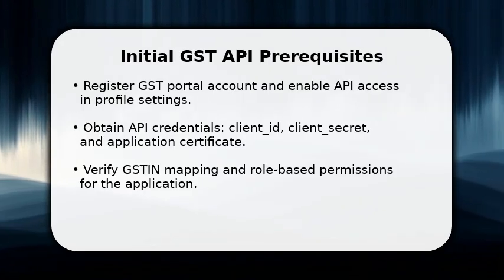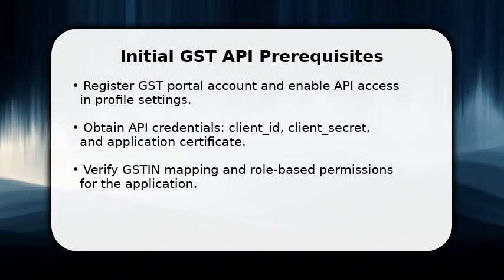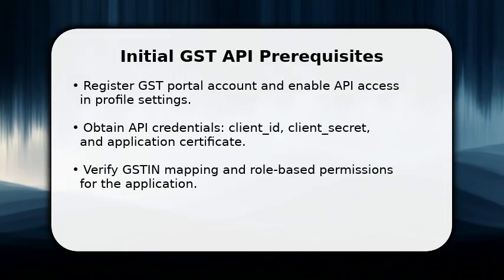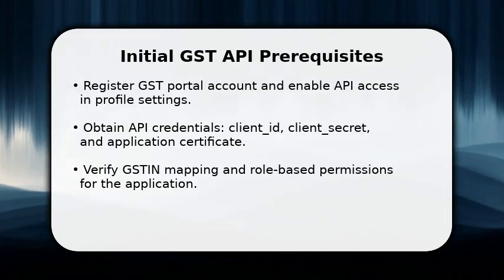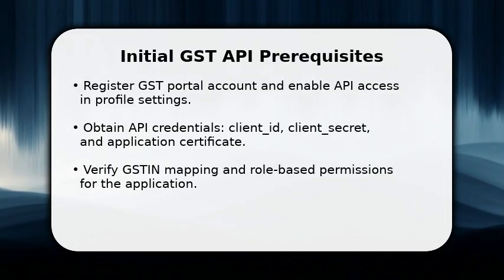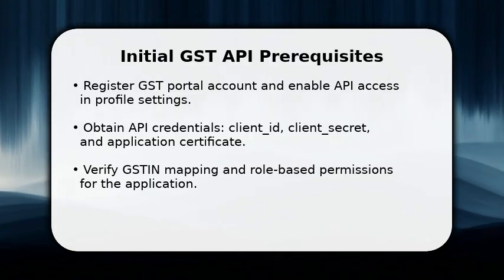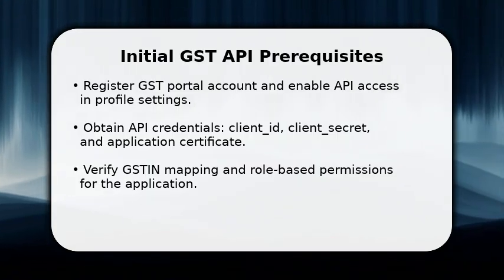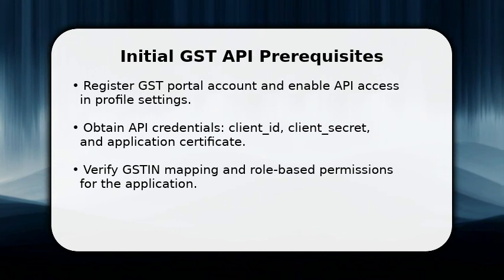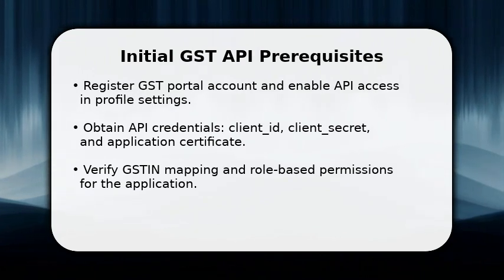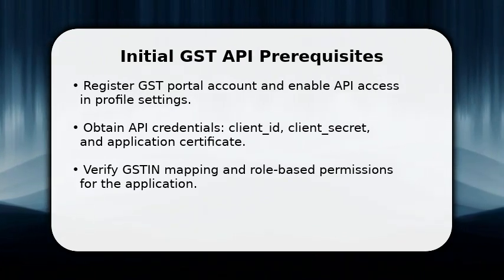Once done, map each GStreamer to the application and assign minimal role-based permissions so your app only requests necessary scopes. This reduces audit risk and simplifies token management. Make sure logging is enabled from the outset so you can trace authentication attempts and permission issues in later steps.